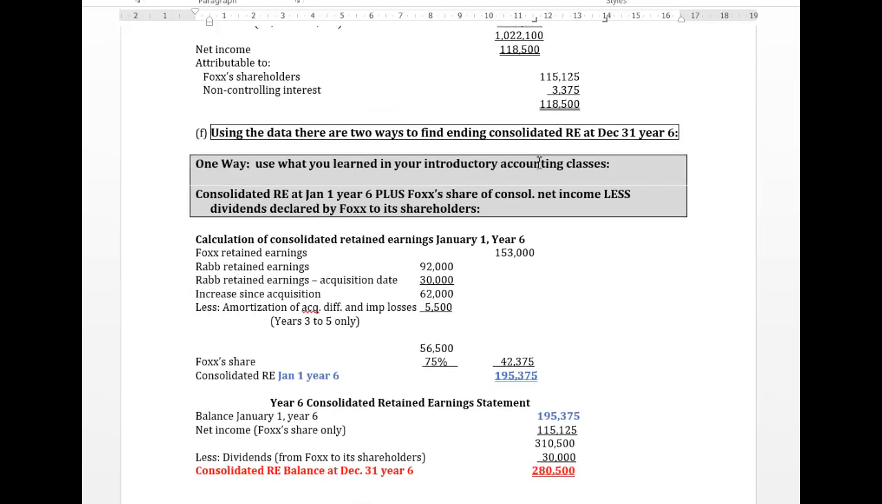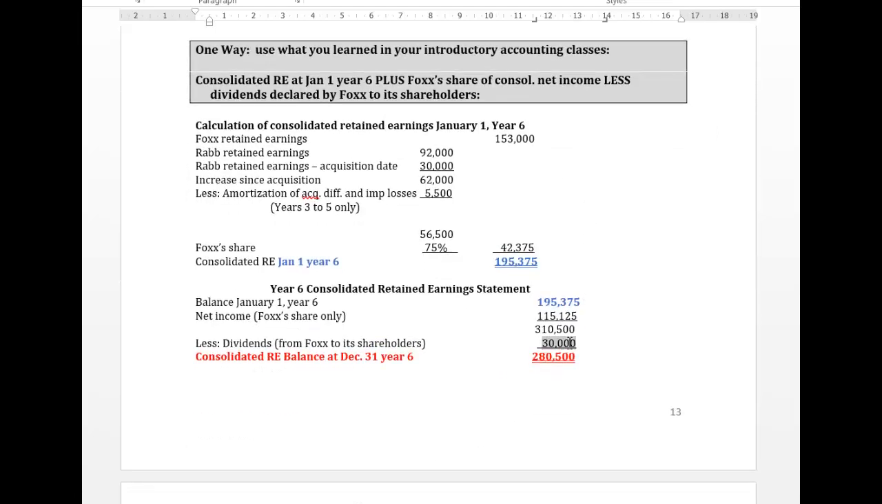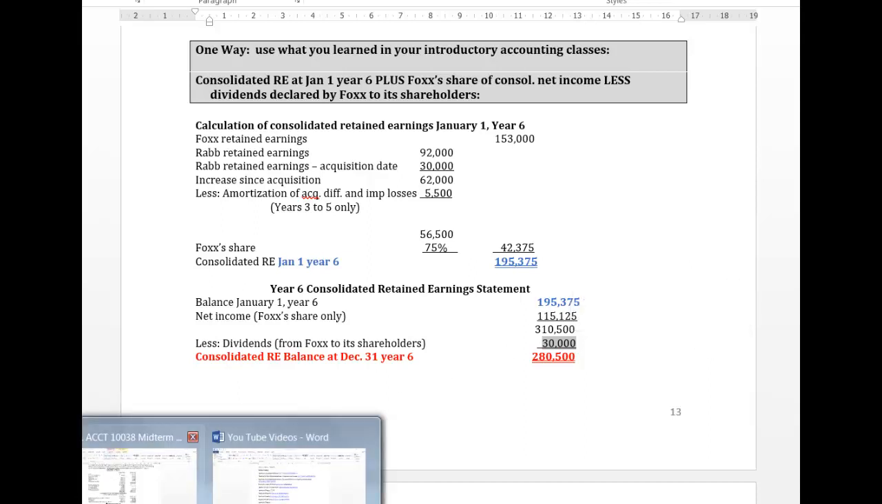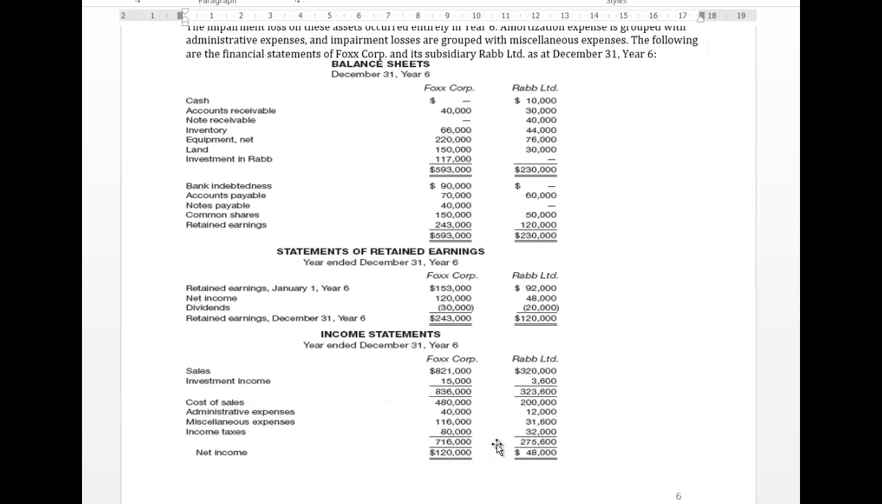$115,125, right? And then deduct from that $30,000 that Foxx declared to its own shareholders. How do we know that? Go back to the question. It says right here that Foxx, during year 6, declared dividends to its shareholders of $30,000.